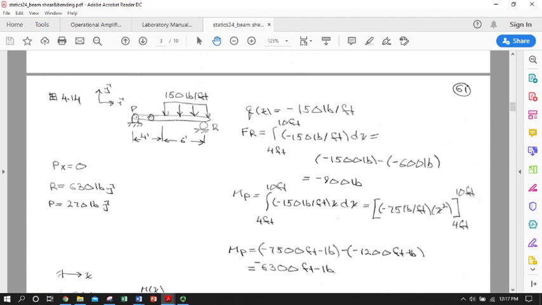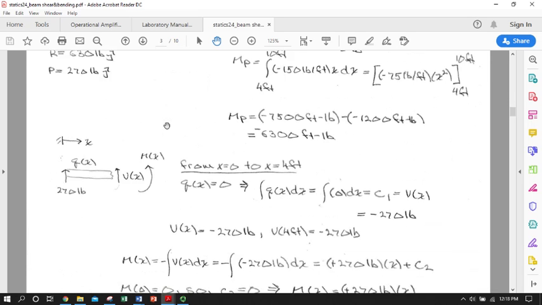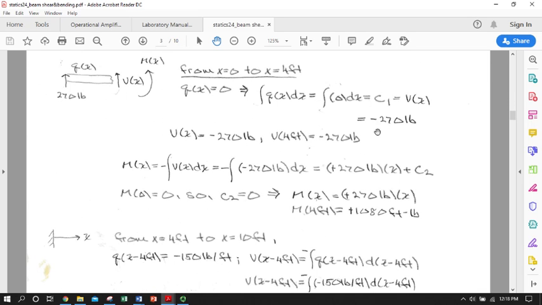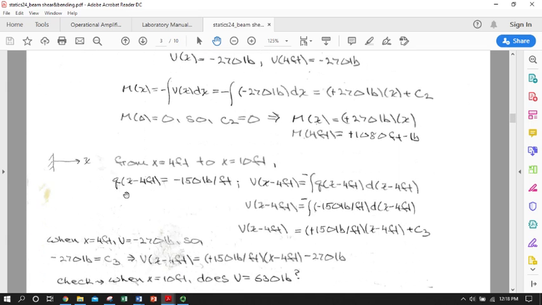Okay, so we know everything that's going on inside the beam in terms of shear and bending between our point P and where we begin to pick up the distributed load. We've got a constant negative 270 pound shear force, and we have a linearly increasing moment. Okay, what happens between 4 feet and 10 feet?